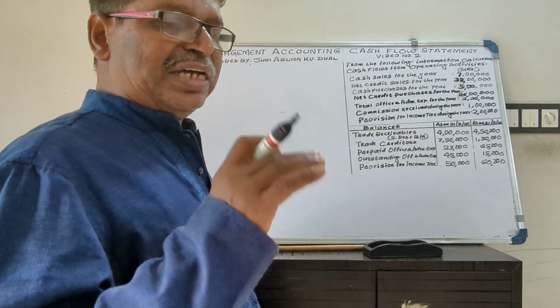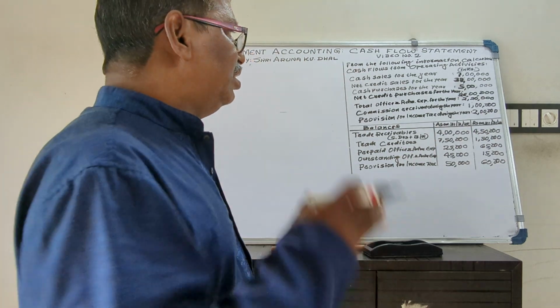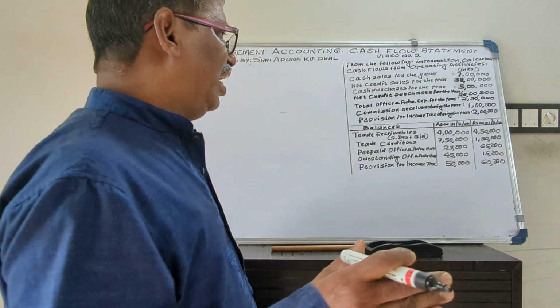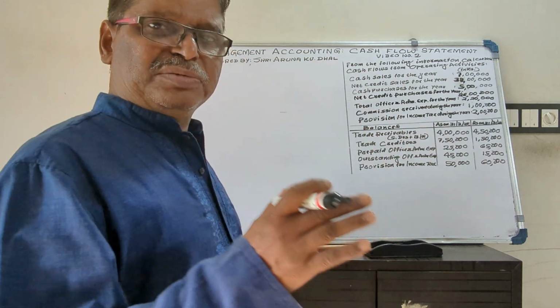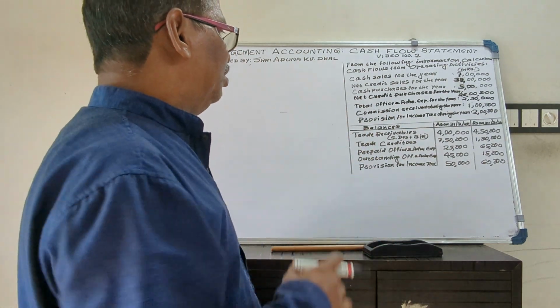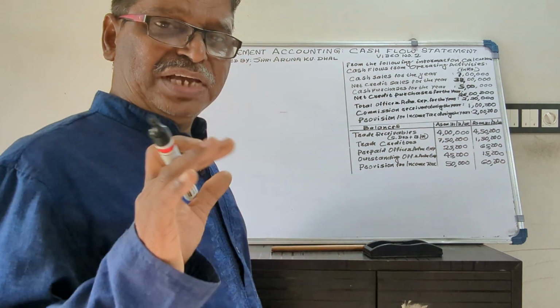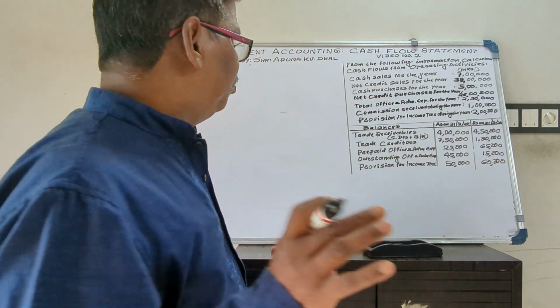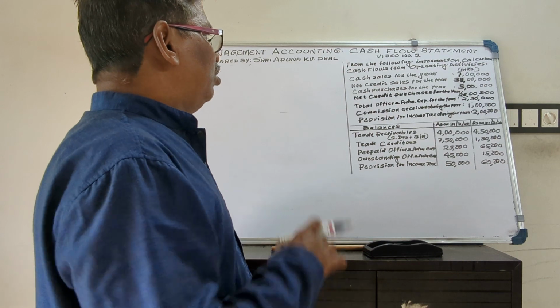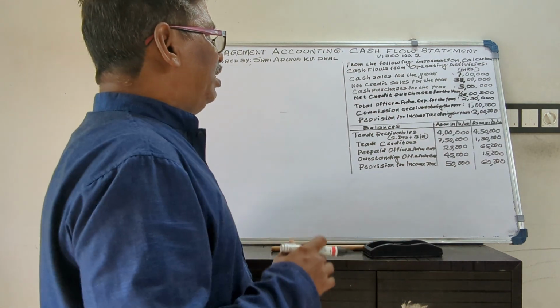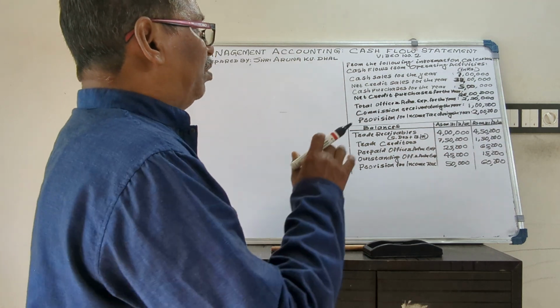Cash means cash in hand and demand deposit with the bank. And cash equivalents are short-term investment in security which can be realized into cash or converted into cash without loss of value. So in this video, we will solve one problem relating to operating activity.